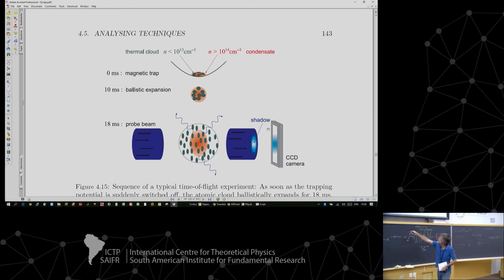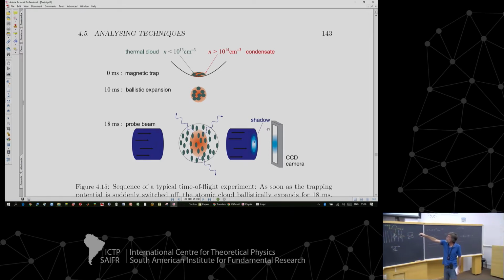Yeah, and then after typically a few milliseconds, you shine in the probe laser beam on resonance, and it makes a shadow in your laser beam, and the shadow you image on the CCD camera, and then you run your programs in order to analyze what you saw.